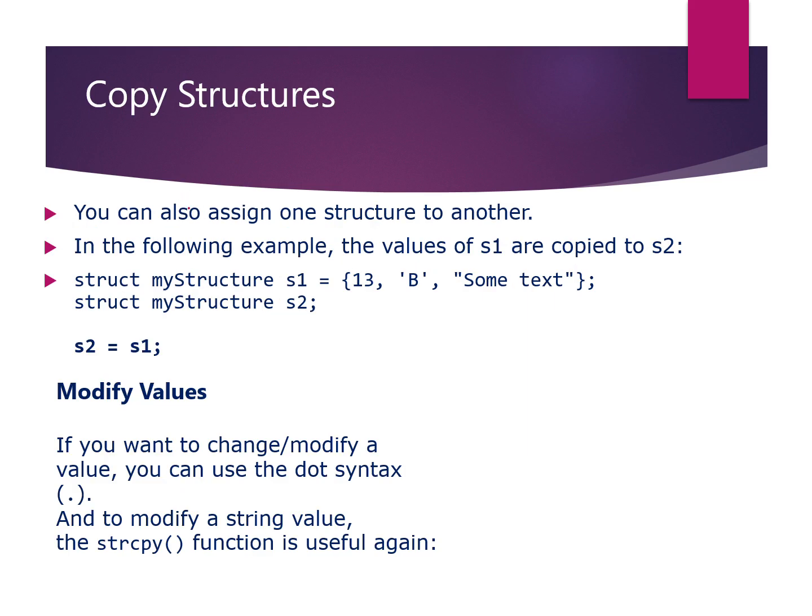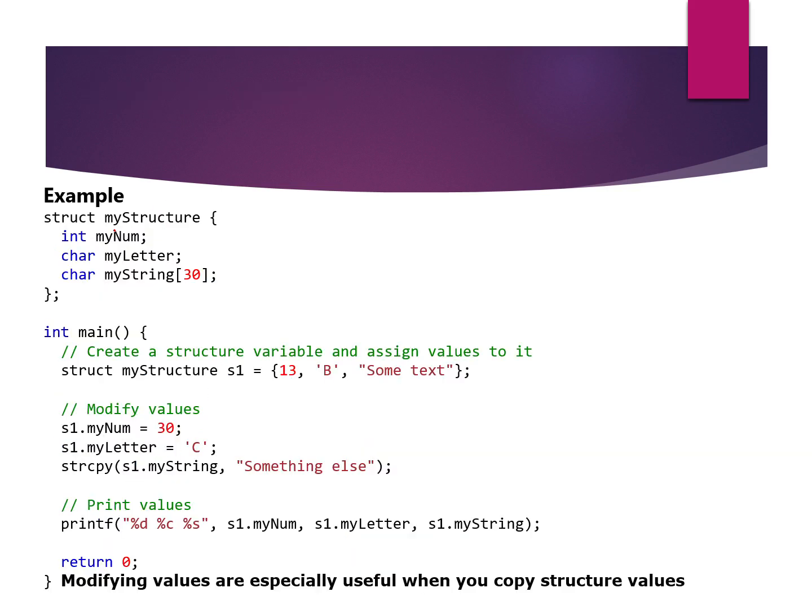Now, copying a structure. You can also assign one structure to another. In the following example, the values of s1 are copied to s2. So this was the structure s1 and this is s2. We can copy the values of one object to another, so that is also possible in structures. If you want to modify a value, you can use the dot, and to modify a string, the strcpy function is useful. This is an example.